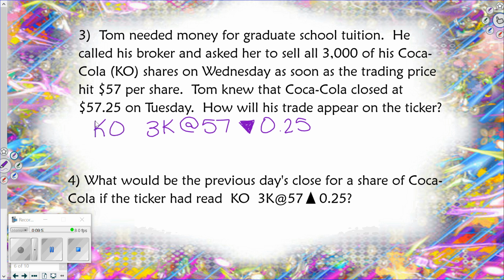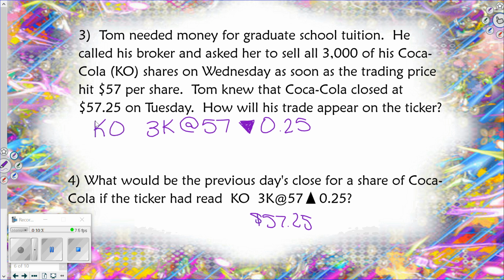Makes a lot of sense. It's not hard to read. You just need someone to tell you what to do with it, right? Yeah, because otherwise, if you first look at that, you were like, what the heck is that stuff? What would be the previous day's close for a share of Coca-Cola if the ticker had read that? It'd be up by 25 cents, which would mean the previous day was at 57.25. Yeah, so that up and down arrow and the price is from the previous day's closing price. So you either add or subtract it, do the opposite of it to figure out what it's doing.